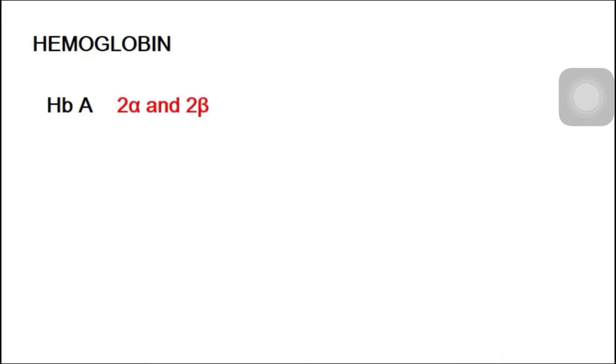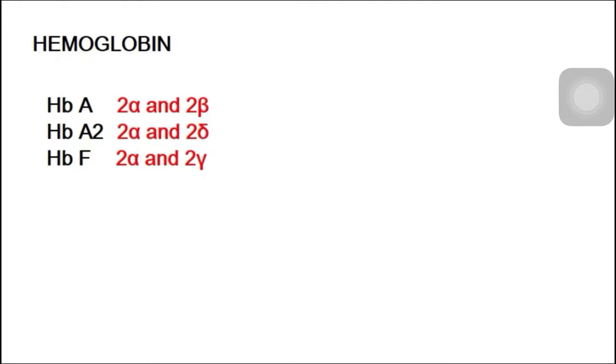Hemoglobin A or hemoglobin A1 po is the most abundant form po of hemoglobin in most adults, which comprises approximately around 96% po of the total hemoglobin. And we have also hemoglobin A2. So hemoglobin A2 contains, of course, 2 alpha and 2 delta chains po. And we also have, of course, hemoglobin F, which contains 2 alpha and 2 gamma chains po, which hemoglobin F or the fetal hemoglobin po makes up the remaining 2% to 5% naman po.